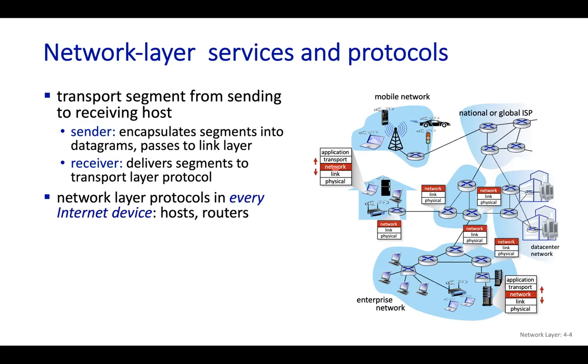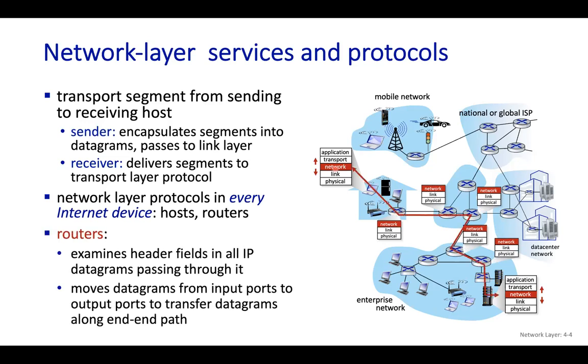So the network layer protocol is in every internet device: hosts and routers. Every device should have this network layer protocol. The important part in this layer is the router. Routers play an important role in this layer. It examines the header fields in all IP datagrams passing through it, and moves datagrams from input ports to output ports, transferring datagrams along the end-to-end path.